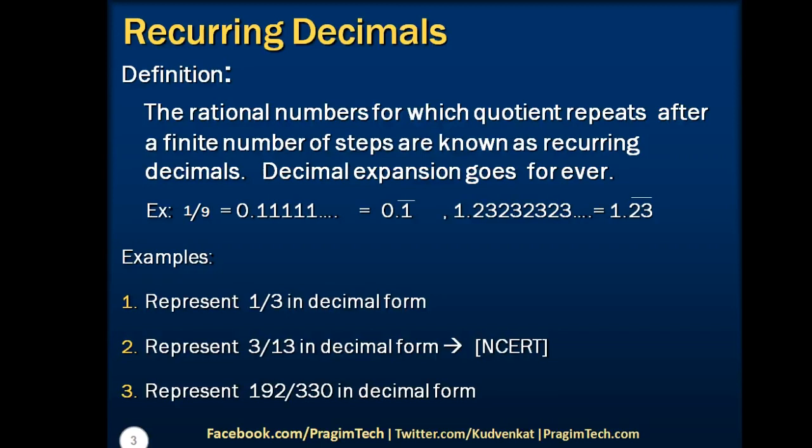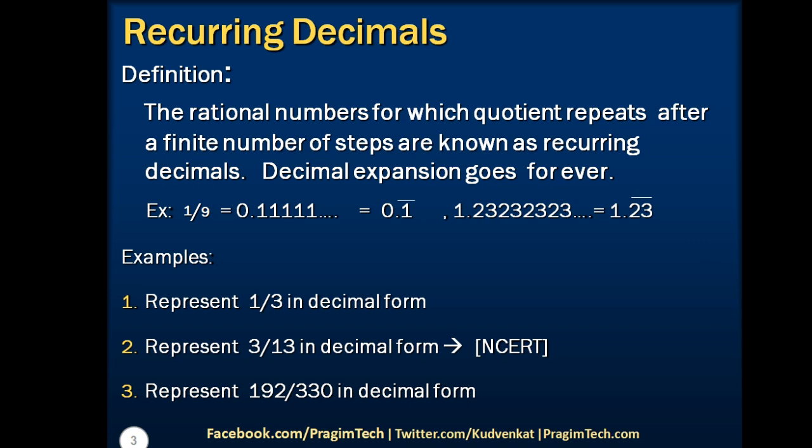Let's see one example. The decimal expansion for 1 upon 9 is 0.111 and so on. That indicates that this digit 1 is repeating. So this can also be represented by 0.1 bar. This bar indicates that this particular digit is repeating. So such types of decimal expansions are called recurring decimals.